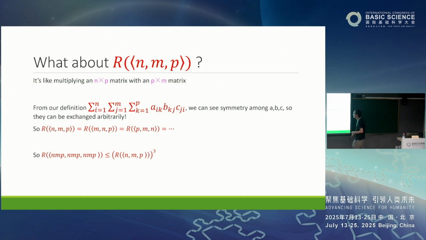Then we can see that the triple NMP is less than or equal to R(NMP) cubed. In fact, if I have the rank for such an NMP tensor, we can also compute the square matrix multiplication. And now the formula is like this: omega is less than or equal to 3 times log_NMP of the rank R.